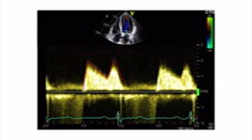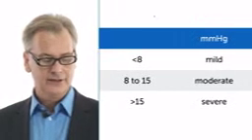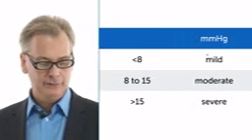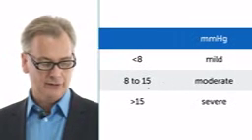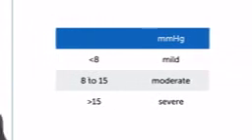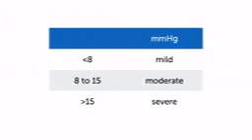How does that compare to the severity? Here is the grading scale. Below 8 would be mild, between 8 to 15 is moderate, and above 15 is severe. So we're somewhere in the range of a moderate, almost moderate to severe mitral stenosis. As promised, I will now come back to Amara and solve the case.